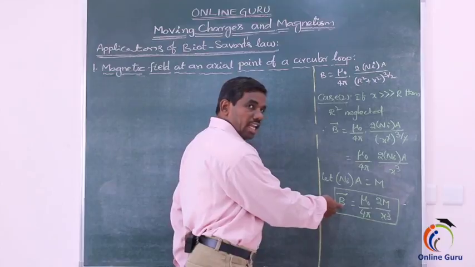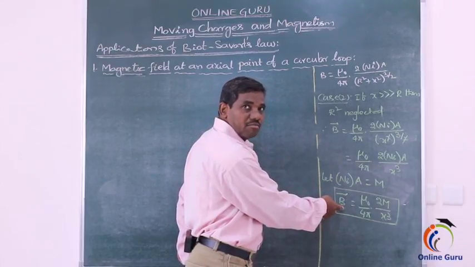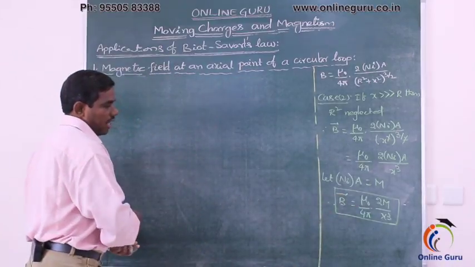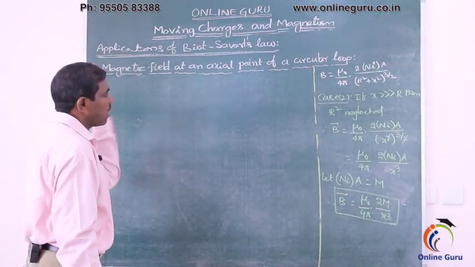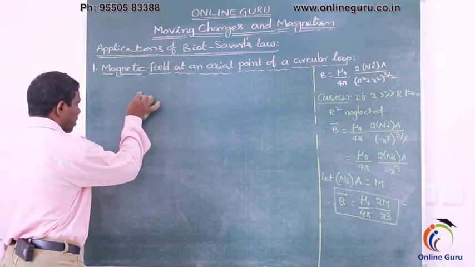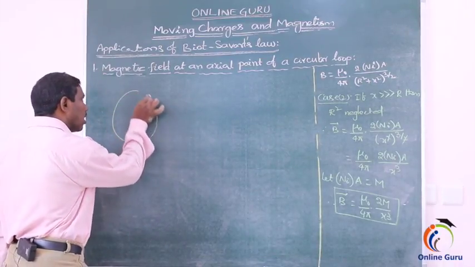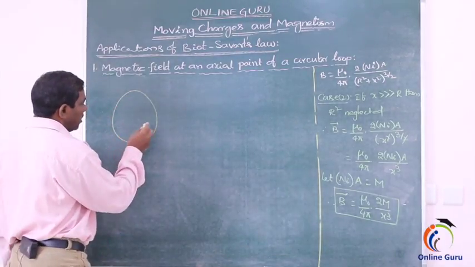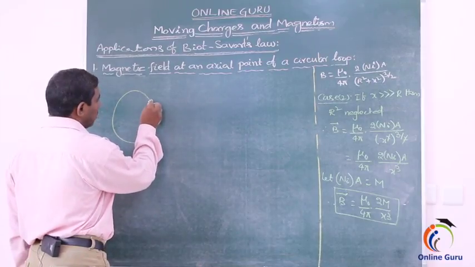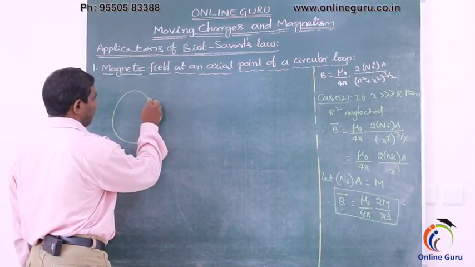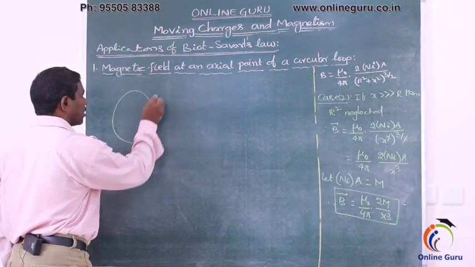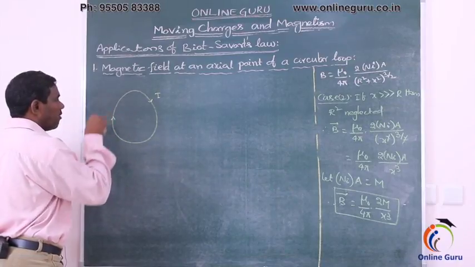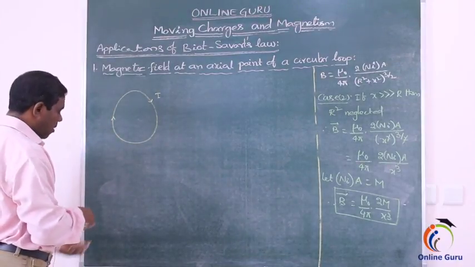So that current carrying circular loop acts as a magnet. So we can determine the direction of current and the poles of the magnet. Let us consider a current carrying circular loop. It carries a current of strength I in the clockwise direction. Then what happens here?